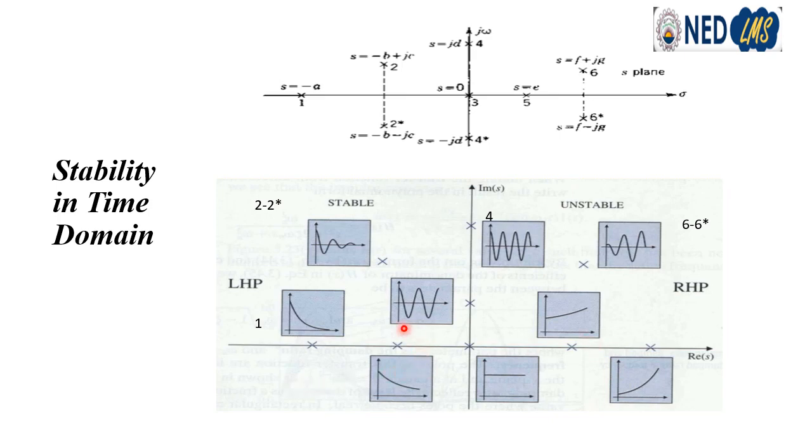In general, if we have a pole at this point, for example -2, it is closer to the j omega axis, and the closer it is to the j omega axis, the longer it will take for the transient response to die out.